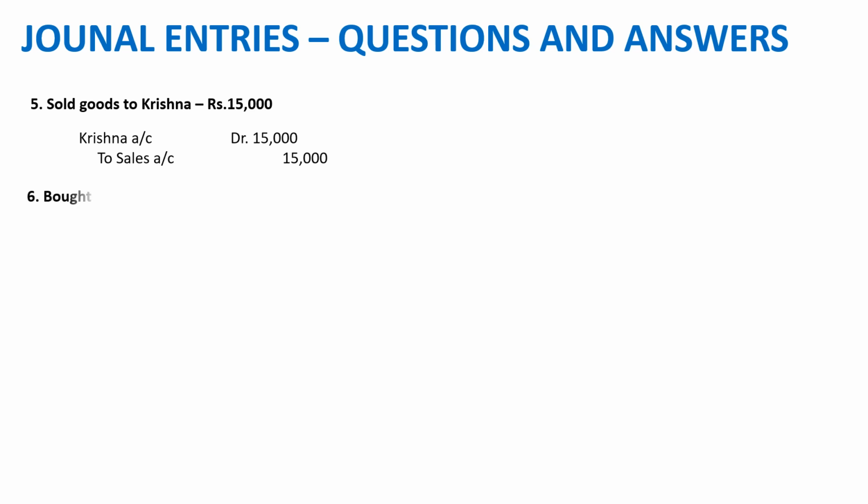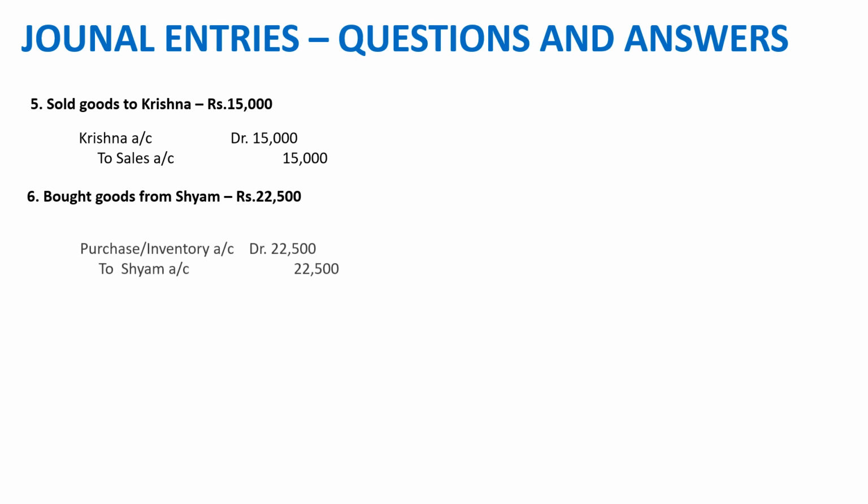Next transaction, bought goods from Sam 22,500. When you're buying goods from Sam, Sam is a liability because you have to pay money to him, and this liability is increasing. At the same time, goods, which is an asset, is increasing for the company. So what is the entry here?